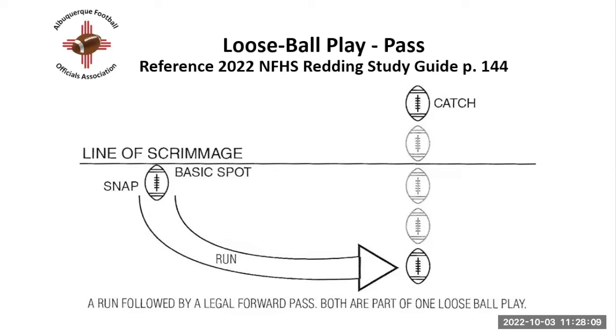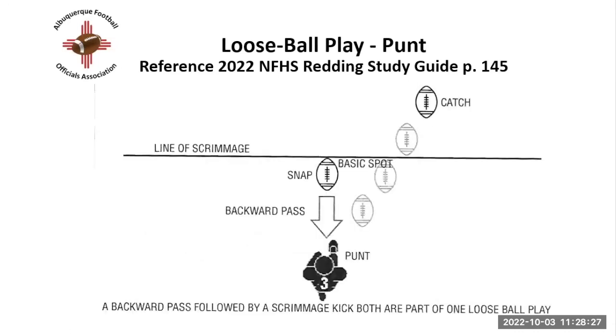If the runner were to catch that ball behind the line of scrimmage and fumble it, then we would have an extended loose ball play. If the runner never loses possession after that catch behind the neutral zone until he goes beyond the neutral zone, then we have the end of our loose ball play with the catch. Here's a backward pass followed by a scrimmage kick. Both of these are part of loose ball play, and this loose ball play does not end until the catch is made or the kick goes out of bounds.